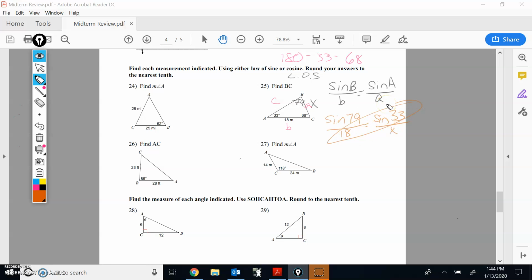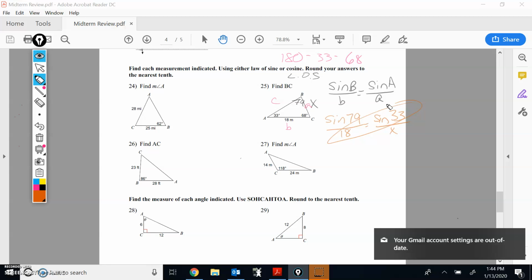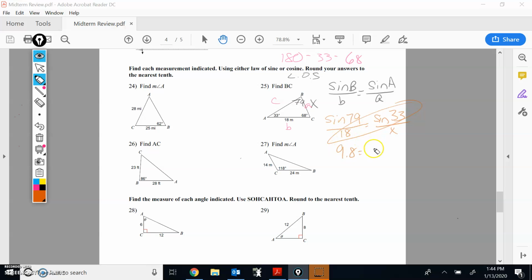Cross multiply. Again, we're in degree mode. Sine 33 times 18 is 9.8. And then sine 79 times x, which is just x sine 79. Dividing both sides by sine 79, those cancel out, so we have x equal to 9.8 divided by sine 79, which is about 9.98. And that's in meters. There you have it. That's side BC.